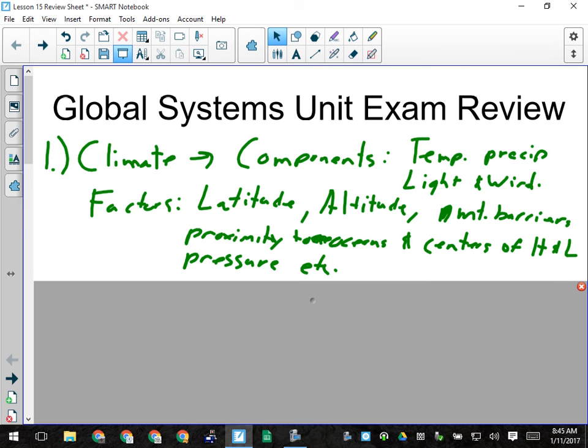So you'll be given a location and a map, a location that you'll know at least relatively well, and you'll have to tell me, here are the factors that affect climate. Here's the way the climate is going to be in that location because of these factors. So you have to know them and you have to be able to apply them.